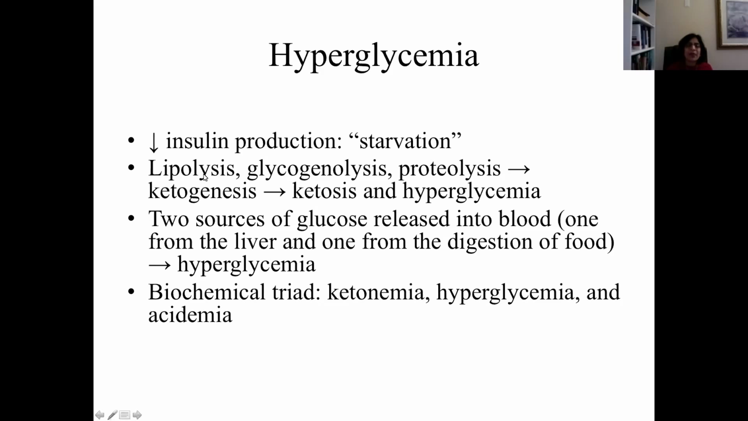So lipolysis, this happens in the adipose tissue. Glycogenolysis could happen in the liver, in the muscle tissue. Proteolysis, again, muscle and other sources of protein releasing amino acids. So all of a sudden, you're looking at increased levels of fatty acids, increased levels of amino acids. These fatty acids and these amino acids can be converted into glucose. Okay? Can be converted into glucose.